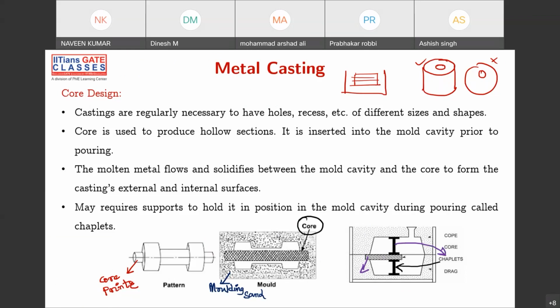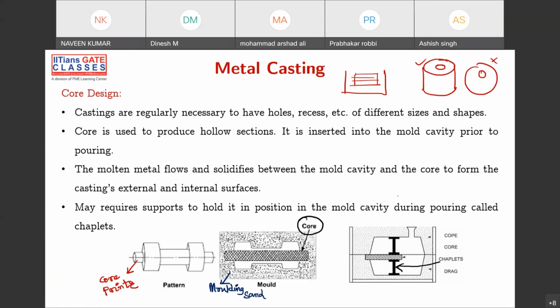Since the core completely blocks the drag box cavity, how is the molten metal filled there? You don't want to fill there. You want to block it, Naveen. You really want to block that molten metal from filling there, right? Only then is the hole formed. Let's say if you want to make this, you got the point, right? That's the reason you want to block it. The main purpose itself is blocking. You don't want the metal to fill there, then only the hole is formed.